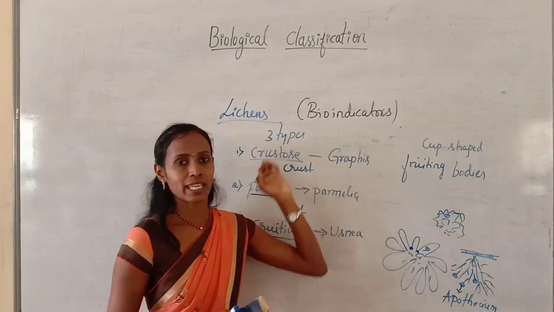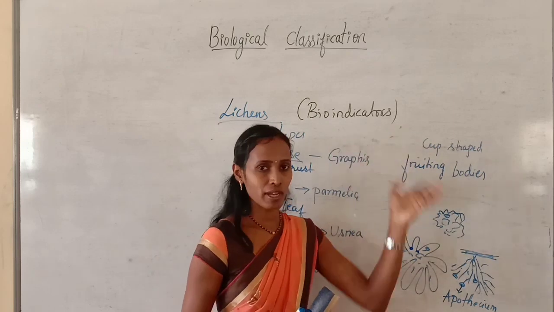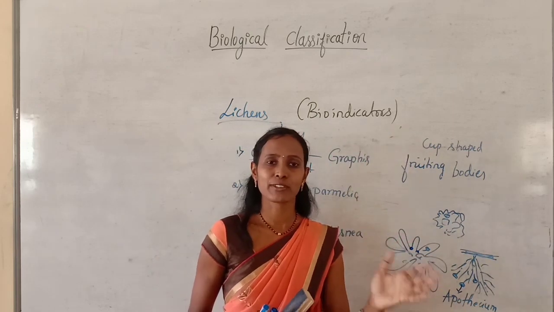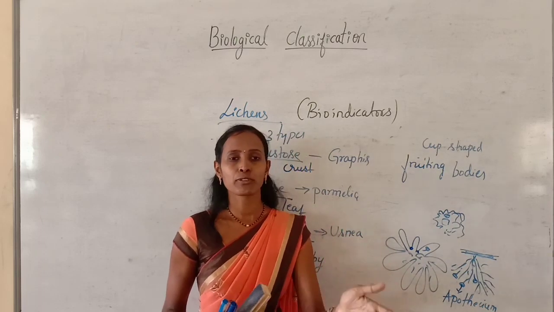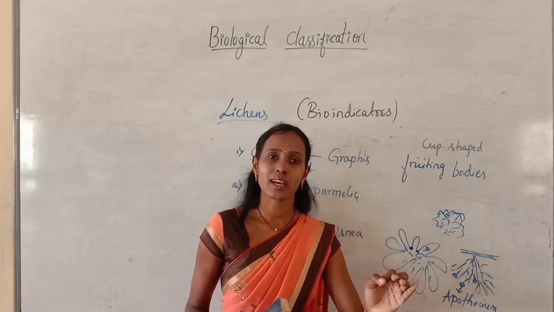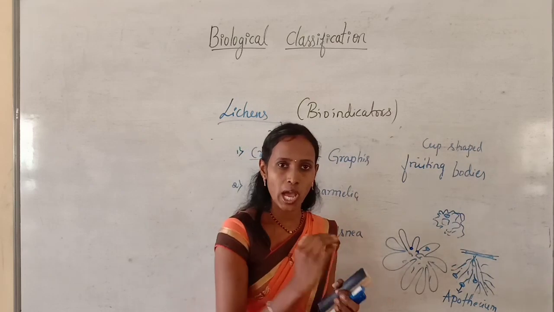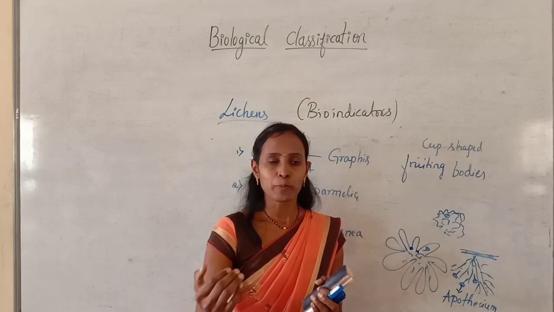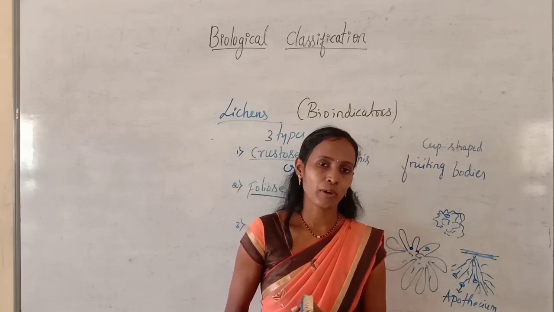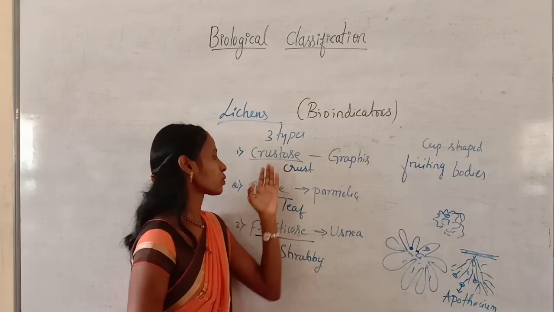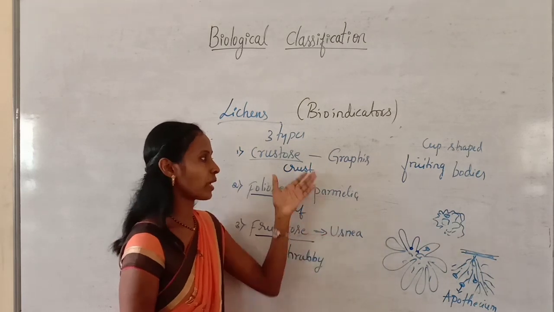And later, lichens. Lichens are a symbiotic association of an alga and a fungus. The algal component is called the phycobiont, and the fungal component is called the mycobiont. Algae prepare food for the fungi because they contain photosynthetic chlorophyll pigment, and fungi provide shelter to algae and at the same time help in absorption of water and nutrients from the soil. This type of association is called symbiosis, and there are three types: crustose, foliose, and fruticose. You know the examples, and you know where they are growing.